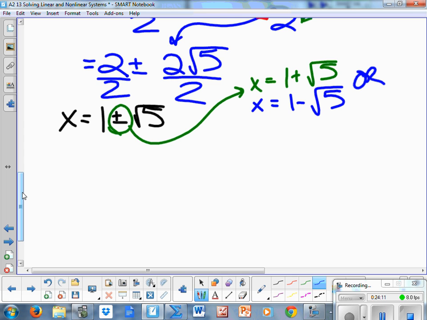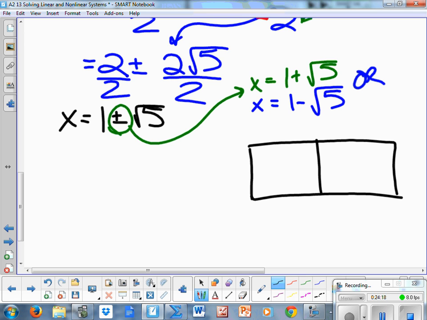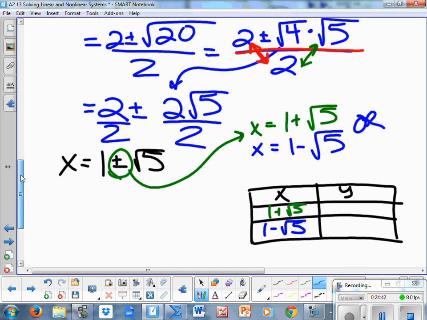I'm going to just do a table to organize this stuff again, just to make sure that I keep everything straight, which one's which. Okay, so I have my x's and y's. My one x is 1 plus the square root of 5. My other x is 1 minus the square root of 5. But no matter what, I still have to solve for my y value. And it may not be as easy or as clean as the other one, but we can still do it.